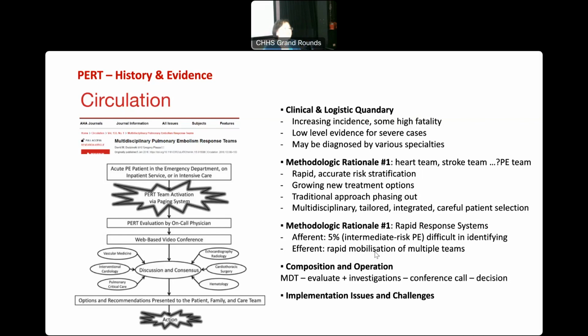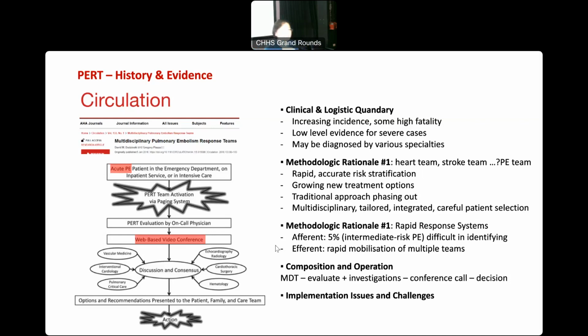So I'm sure I haven't convinced you yet. But this is the initial rationale, and I want to emphasize 2 things. Firstly, in their group, they included all PE patients. Okay, all PE patients. Secondly, they used a video conference. Why do I mention that?